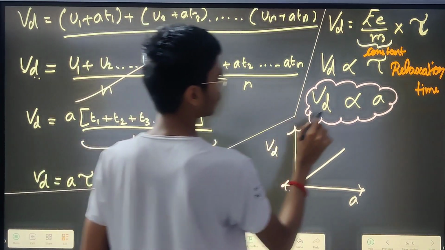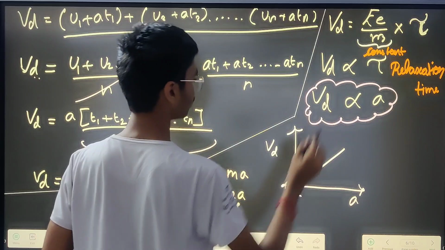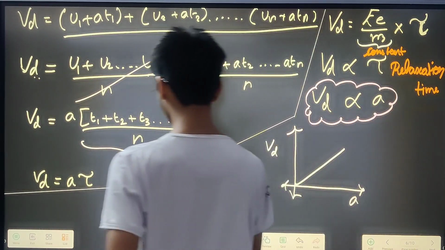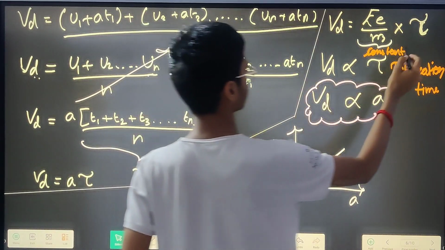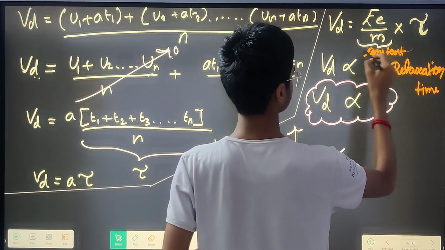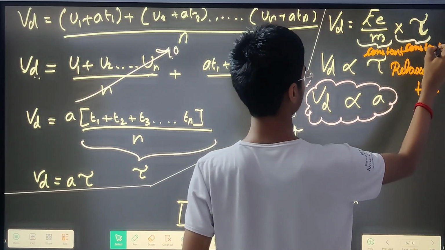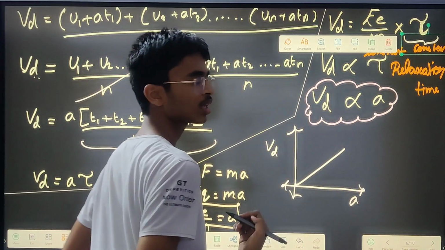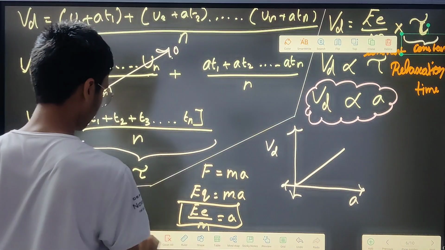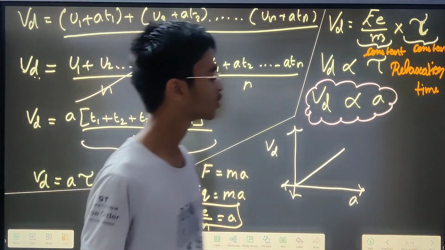Okay, so that means drift velocity is also directly proportional to acceleration. If you are taking this as constant, then it will be directly proportional to acceleration. Now we are plotting a graph between drift velocity and acceleration. This is how the graph is going to be.